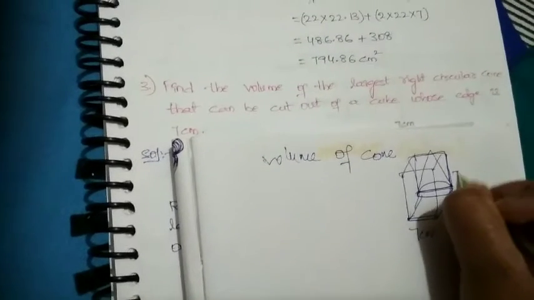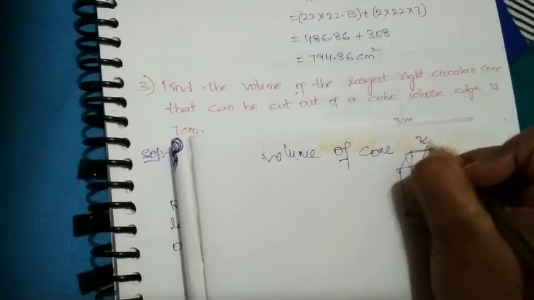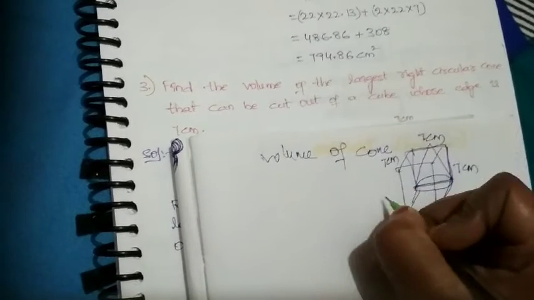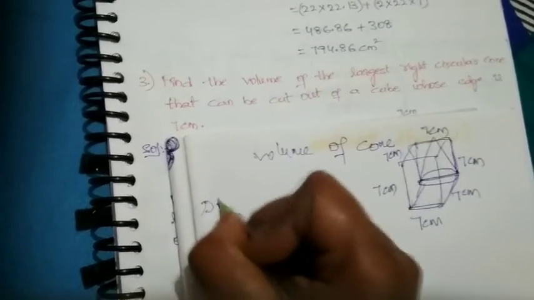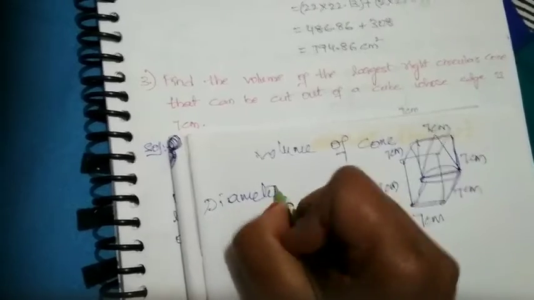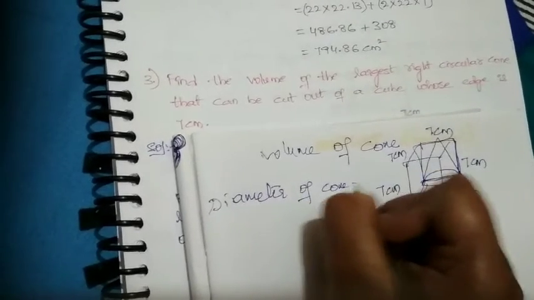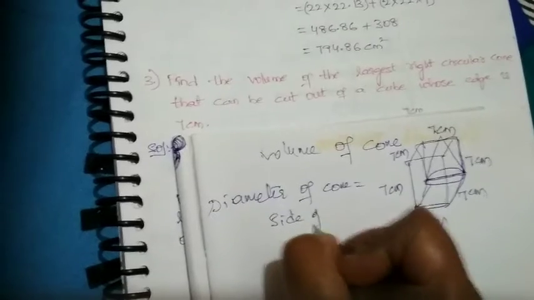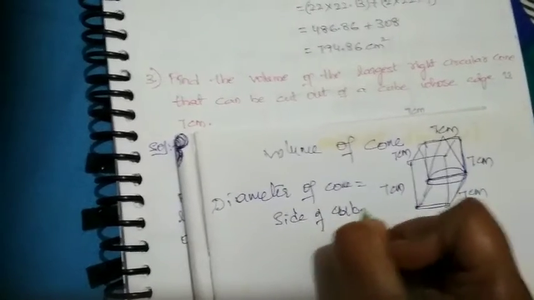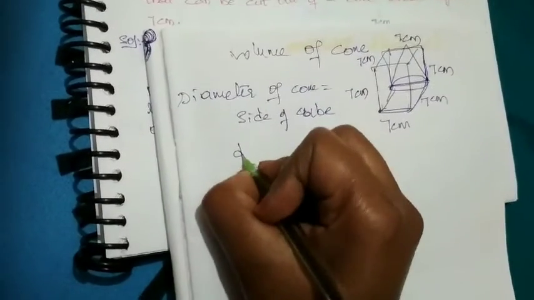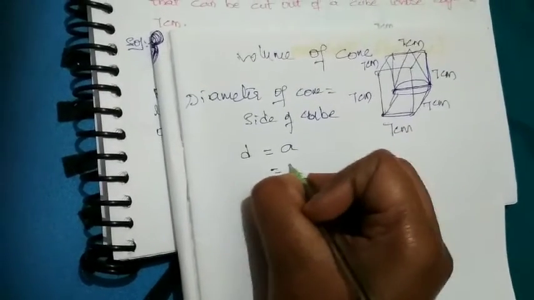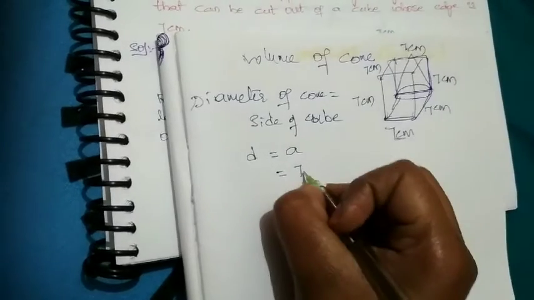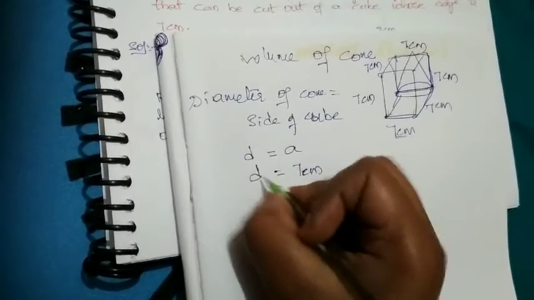If you want to cut out the largest cone from this cube, the diameter of the cone and the side of the cube should be the same. So I can write that the diameter of the cone is equal to the side of the cube. Let diameter be D and the side of the cube be A. Here A, the side of the cube, is 7 centimeters. So the diameter will be 7 centimeters.